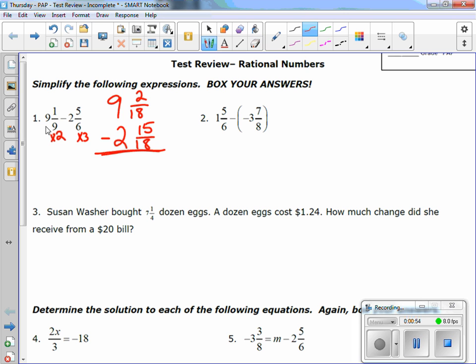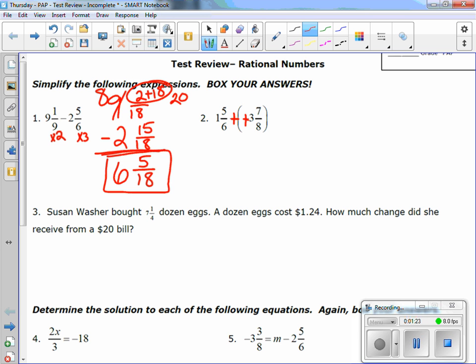All right, so on here, I can't take 15 away from 2. There's not enough, so I need to borrow. This is going to be an 8, which means I now have 18 pieces to add to my 2, which gives me a 20 on top. So 20 minus 15 is 5 out of 18, and 8 minus 2 is 6. So I have 6 and 5/18. Sorry about that.